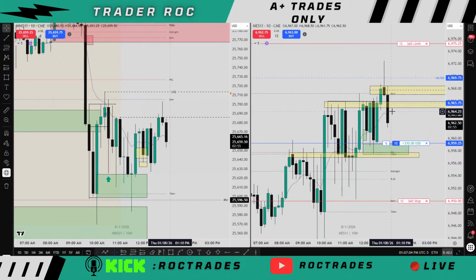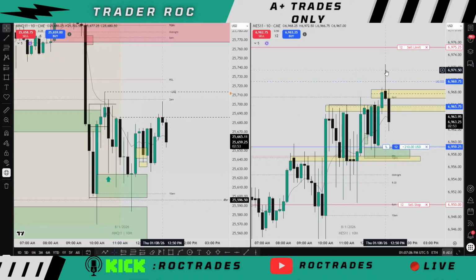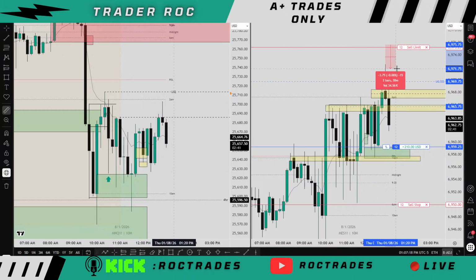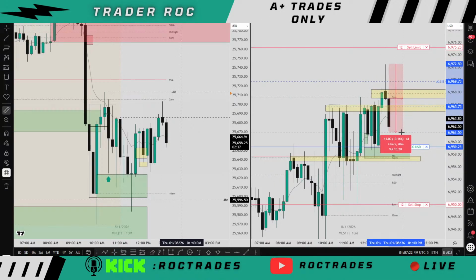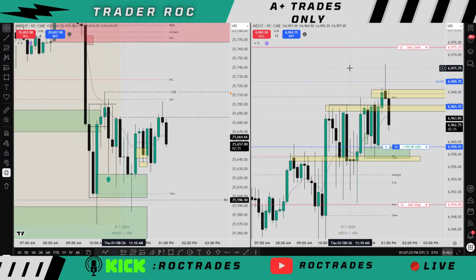Yeah, guys, I just botched a good trade. I could have gotten out up here. But what are the odds, right? We were 3 points away from TP. Instead of going to TP, price just goes 11 points the opposite direction.